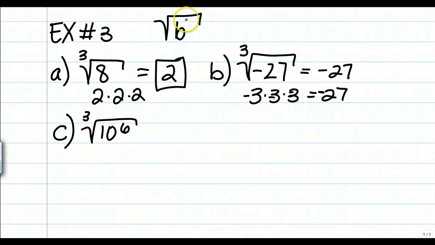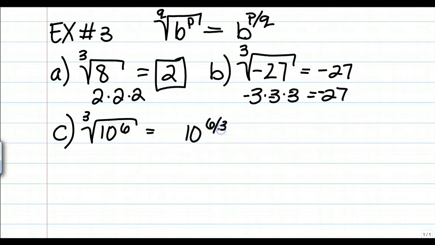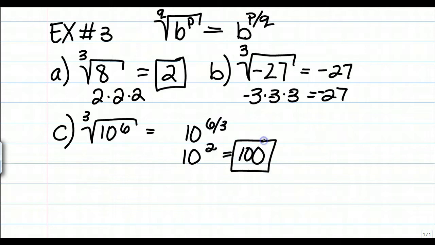And you're going to see this again when we do P over Q, when we get into another section. Whenever you have a cube root or whatever it is, a square root, and you have an exponent in here, you can just write your base number and have it P over Q. So for this, how does that relate with the formula? Well, this would just be 10 to the 6 over 3. Well, we know that 3 goes into 6 twice, and 10 squared is 100, and your answer would be 100.